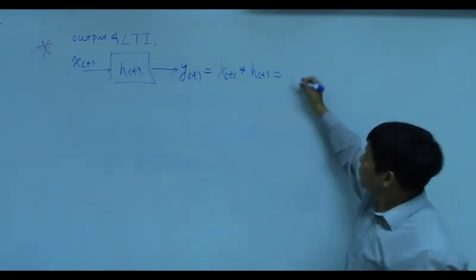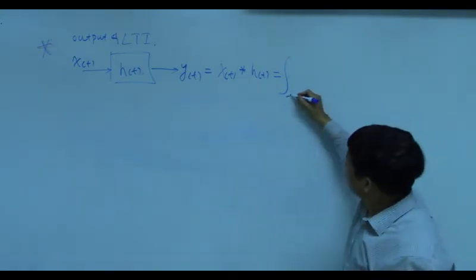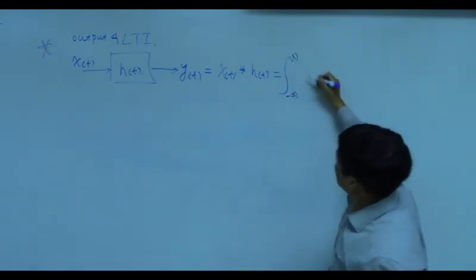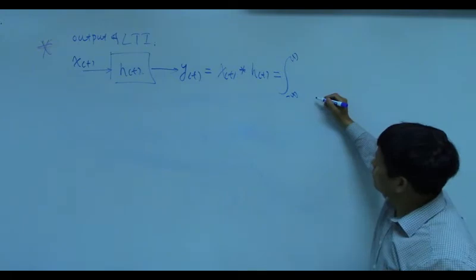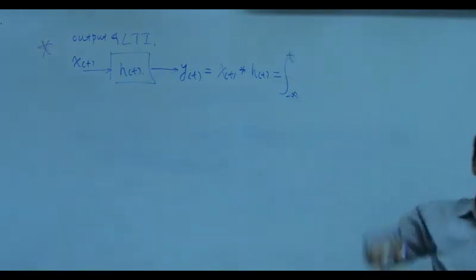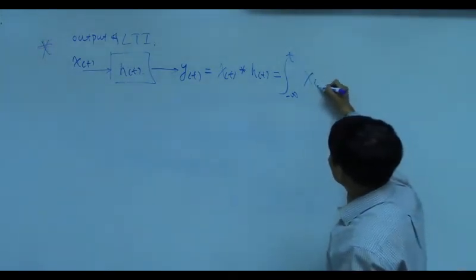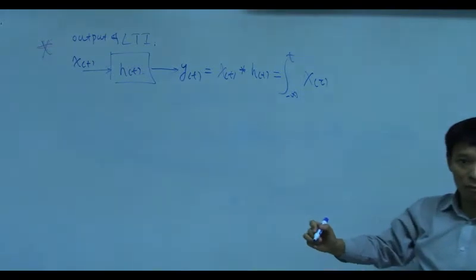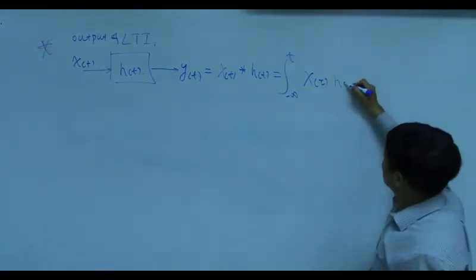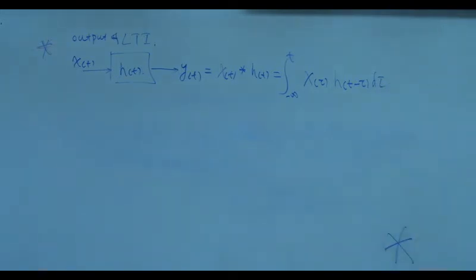Right? So this one here equals an integral from negative infinity to, not positive infinity, to t. Right? From negative infinity to t, to the present time. And x(tau) and h(t minus tau), then d tau. That's the definition of a convolution.